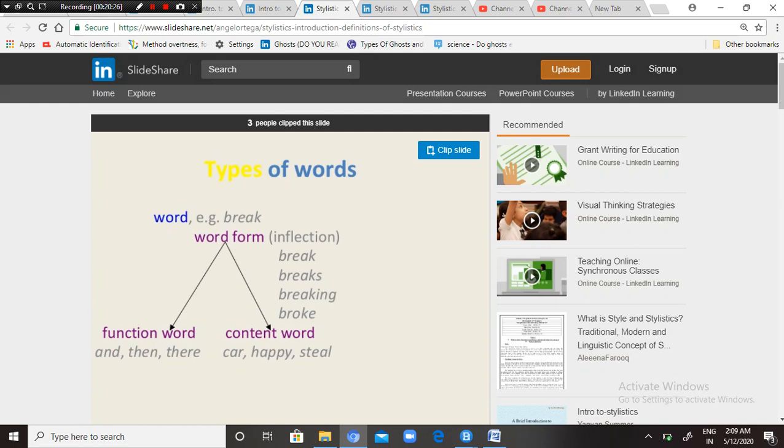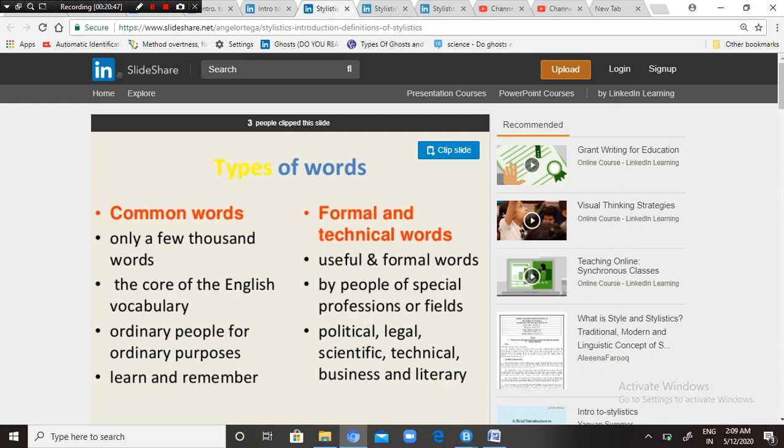So words, for example: word form, inflection, breaks and breaking, functional word and content word. Okay, take the next: types of words, common words and formal and technical words.